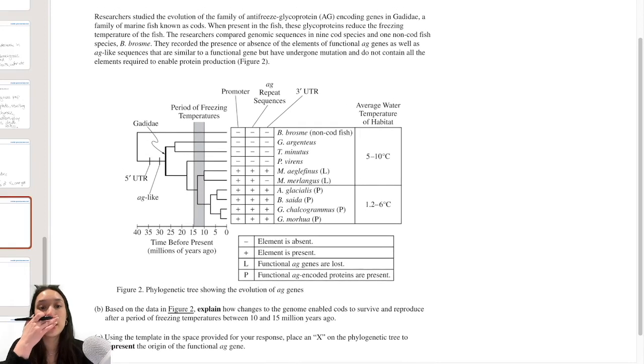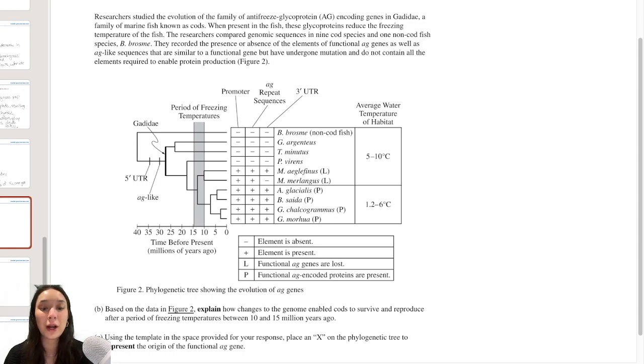This says, researchers study the evolution of the family of antifreeze glycoprotein AG encoding genes in Gadidae, a family of marine fish known as cods. When present in the fish, these glycoproteins reduce the freezing temperature of the fish. The researchers compared genomic sequences in 9 cod species and 1 non-cod fish species, B. brosme. They recorded the presence or absence of the elements of functional AG genes as well as AG-like sequences that are similar to a functional gene but have undergone mutation and do not contain all the elements required to enable protein production. And this is seen in figure 2.